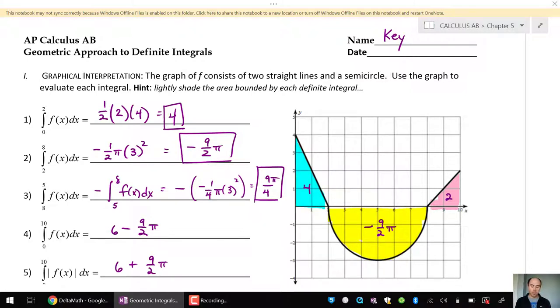So for number 3, we have a positive value of 9 pi over 4. That's the quarter circle's area from 5 to 8, but again, it's sort of the double negative with negative widths and negative heights. So the overall sign there would be positive.